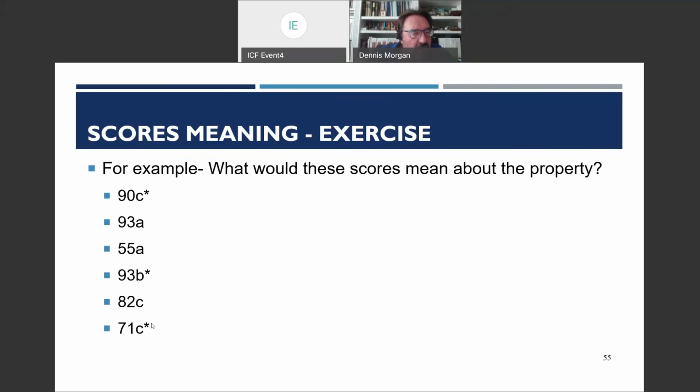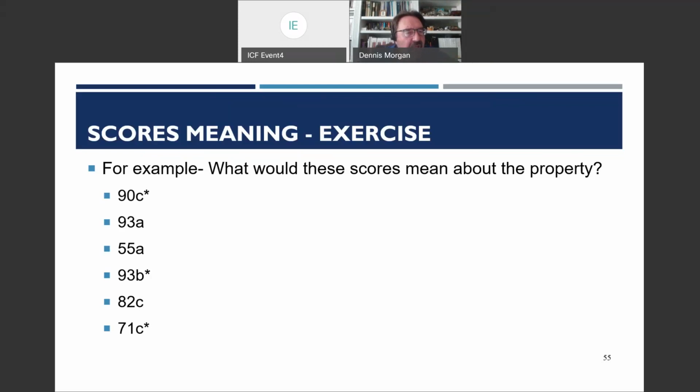71C star. 71, I'll see you next year, because you're going to be on an annual rotation for that. The C means I have at least one life-threatening, and the star means I have a smoke detector issue on that property as well. Out of these scores, which one would probably be the best score for a development out of at least these scores?